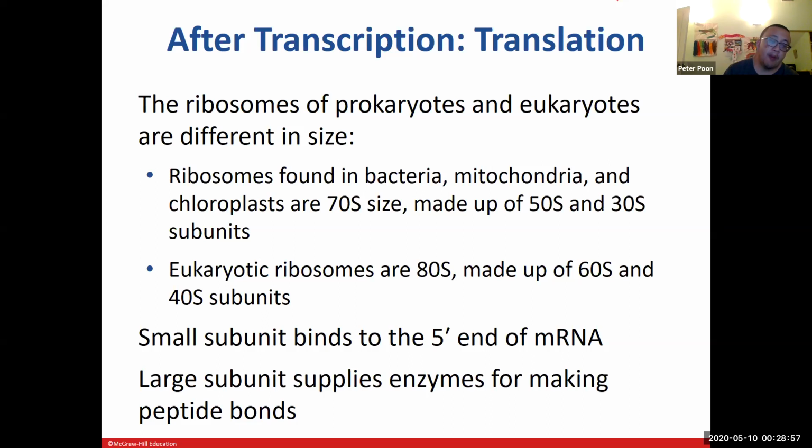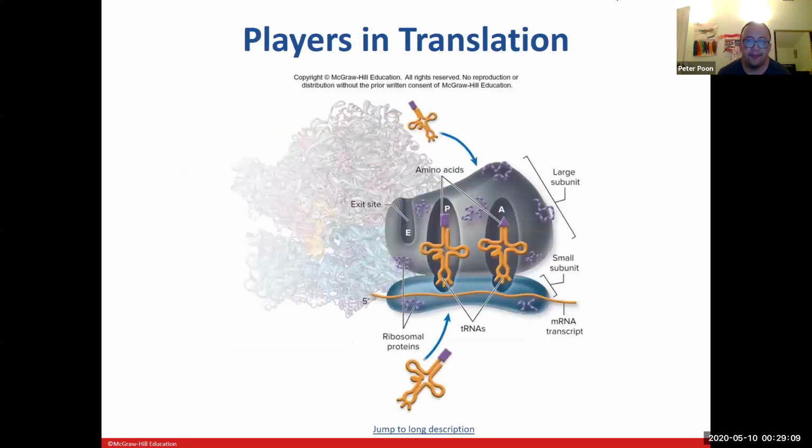The small subunit binds to the 5' end of the mRNA. The large subunit supplies the enzymes for making peptide bonds. So we'll talk about what that means. So the players in translation. This is a small subunit. The small subunit will bind to the messenger RNA.